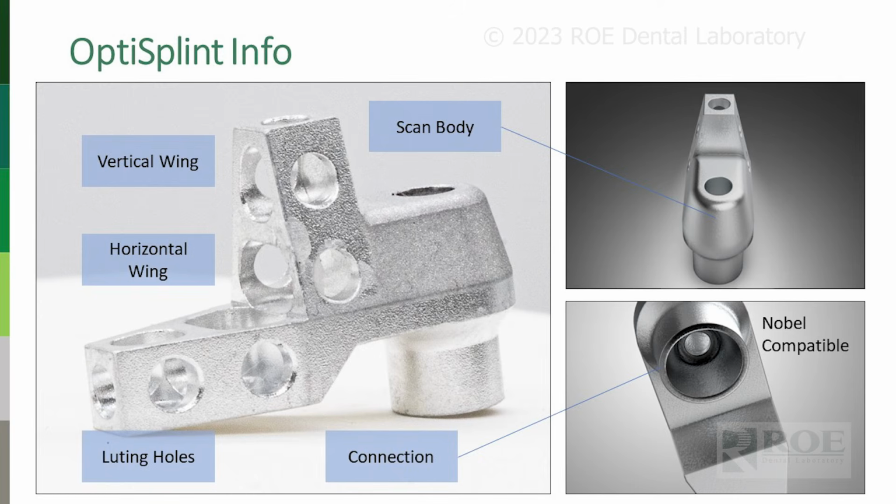I want to quickly touch on the parts of the OptiSplint, the technical data of the OptiSplint. Let me define what areas are. This is called the horizontal wing, the vertical wing. These are the luting holes. This is the connection area, and this is the scan body. We don't use any of the rest of this as a reference for registering it to the implant. We use only the top here. And the bottom currently is only, I say, Nobel compatible, but if you look at our compatibility list, which I'll pull up, you'll see it matches with a couple of dozen implant systems out there because they've all copied the Nobel platform.